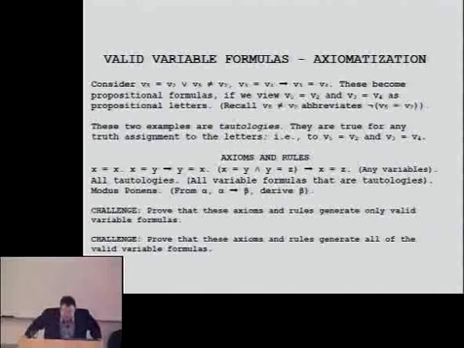This is one of a zillion sets of axioms and rules that are very good for this situation. This is not the only way to do it. This is just a particularly neat way to do it. Challenge: prove that these axioms and rules generate exclusively valid variable formulas. In other words, everything you get by means of these axioms and rules is valid. And the second challenge is to prove that any variable formula that's valid is derivable in the system generated by these axioms and rules.